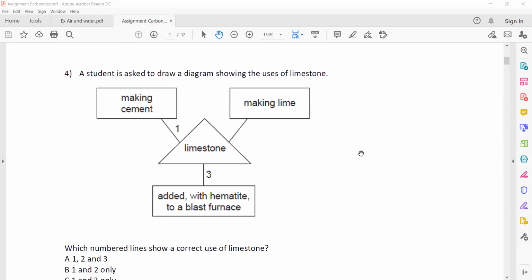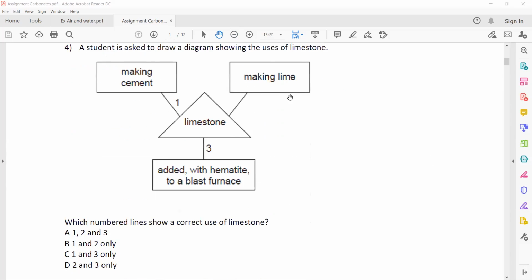Some uses of limestone are given. Which numbered lines show the correct use of limestone? This one is 2. Question 4. What's the right answer?